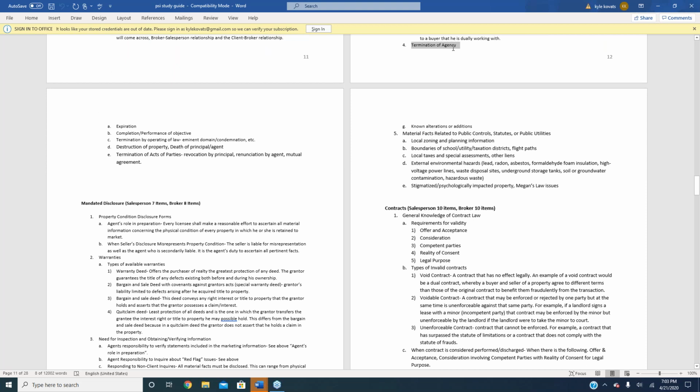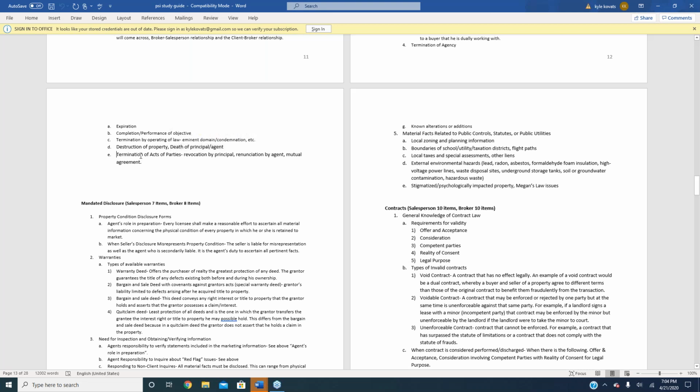And then next here, termination of agency. These are some examples. Expiration, completion, performance of objective, things like that. So regarding all of these different ways, expiration: I take a 6-month listing, 6 months is up, expiration. Completion, performance of objective: my objective when I listed your home was to sell it. So we completed our objective. We've sold it. Government comes in and condemns the house. Well, I can't have it listed anymore because now the government owns it. Destruction of property. If the house burns down, I can't still have it listed. Death of principal or the agent. Death of the principal or agent will cancel listings and offers, but not necessarily sales contracts.